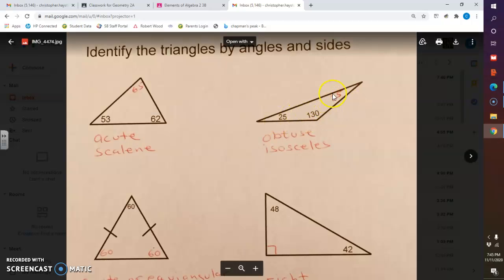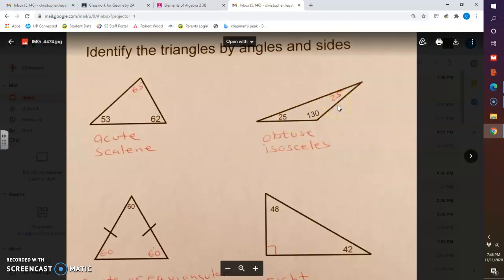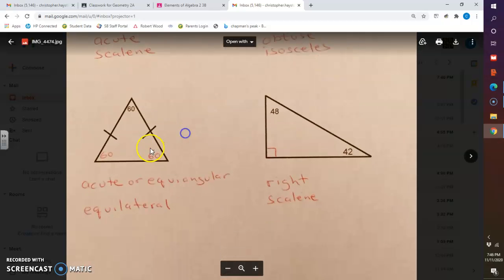Here, 25 and 130, we can get that last angle of 25. So when we have two of the same angles, that means opposite sides are congruent. So that means it's isosceles. And a 130 degree angle means obviously you have an obtuse triangle. So that becomes obtuse isosceles.